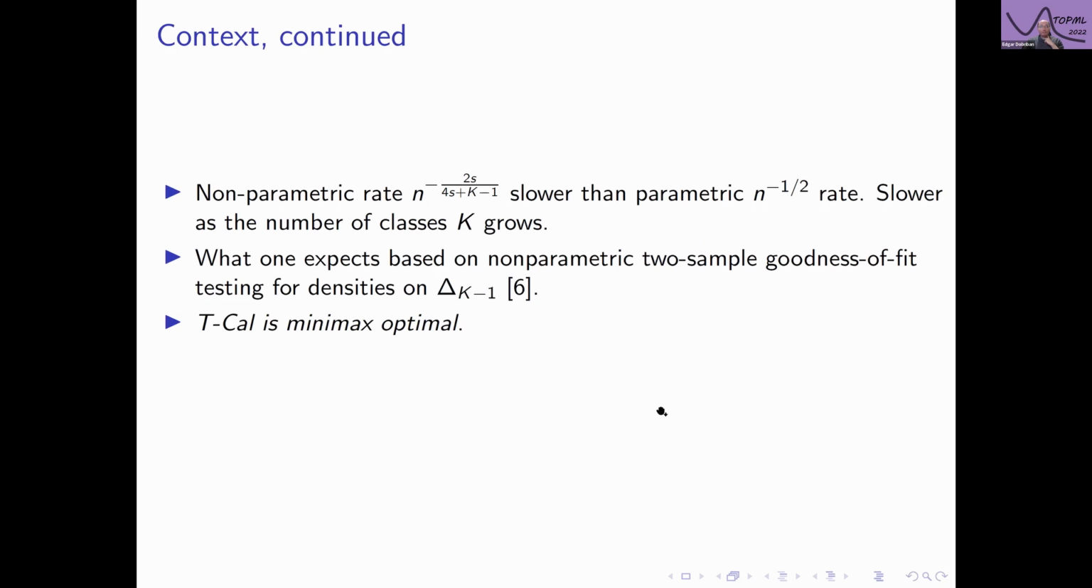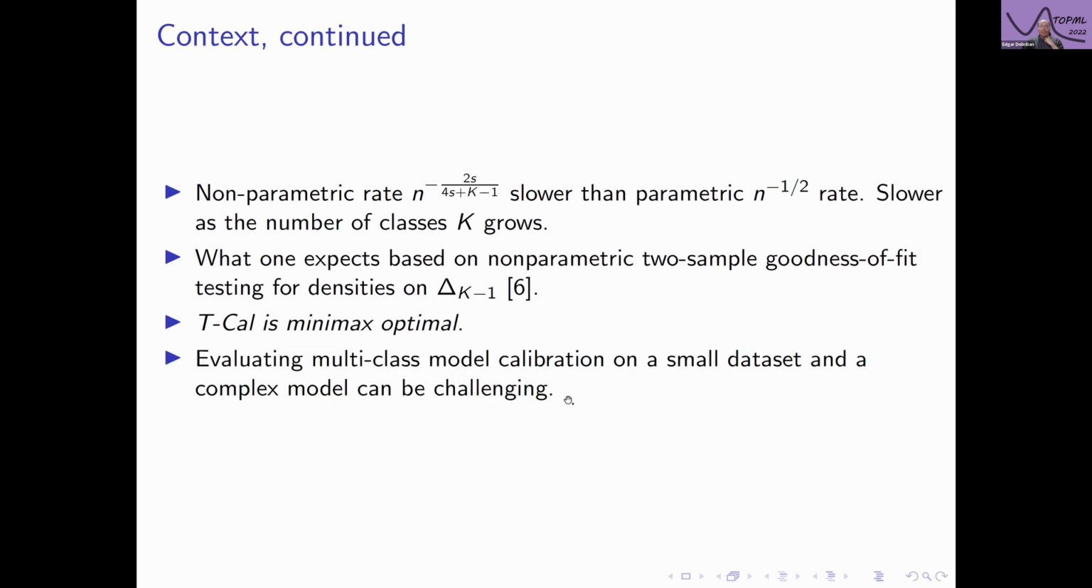It shows that our method is minimax optimal, and it says that small data sets and complex, overparameterized models lead to a lot of challenges because the rate becomes slower and slower. If the smoothness is small, meaning we have a richer class where we only impose small smoothness, then this rate gets slower. So that's some kind of conclusion.